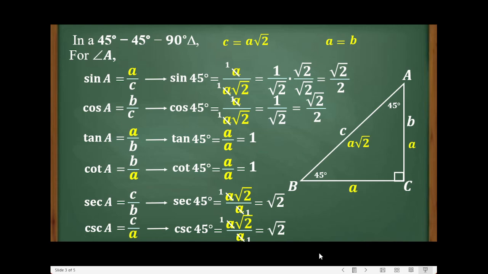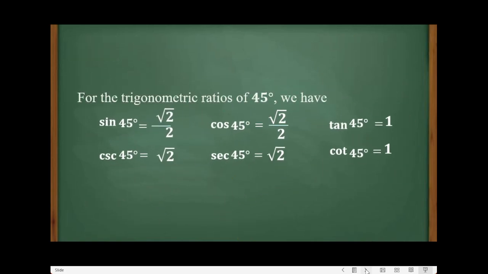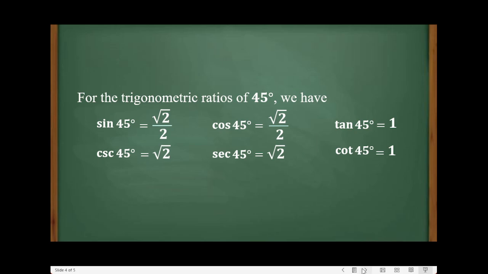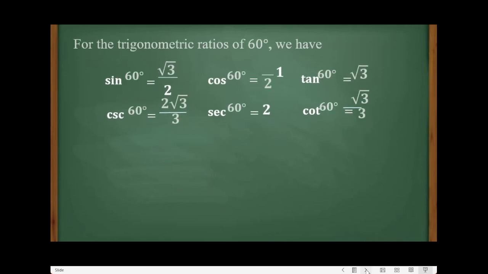And at this point, I have just discussed the 6 trigonometric ratios or functions of 45 degrees. And this is the set of what we have just derived from the trigonometric ratios of 45 degrees. And please take note of the following values together with those values from the previous topic that I have already discussed: the trigonometric ratios of 30 degrees and the trigonometric ratios of 60 degrees. Okay, this one.